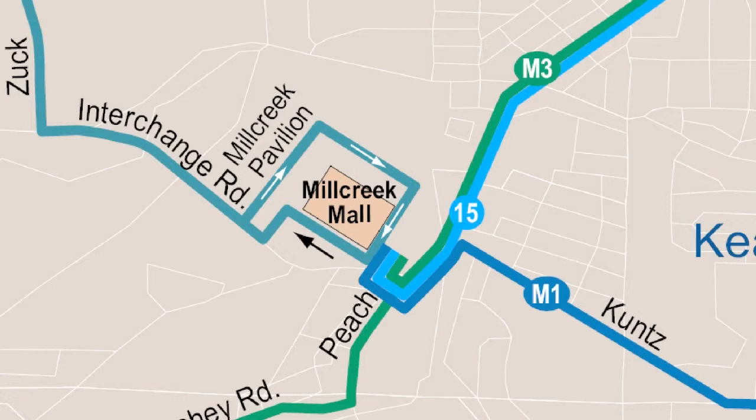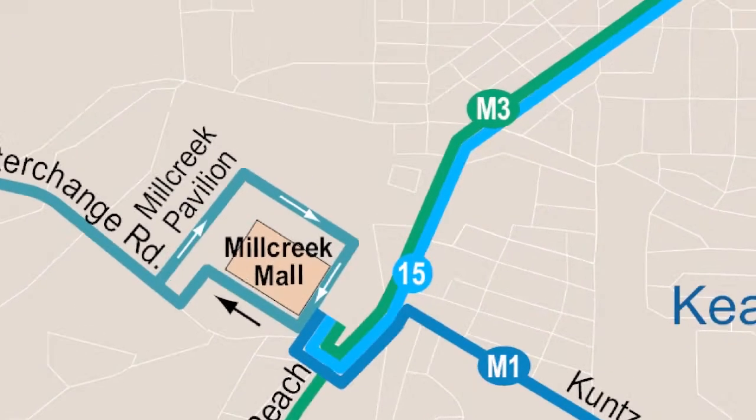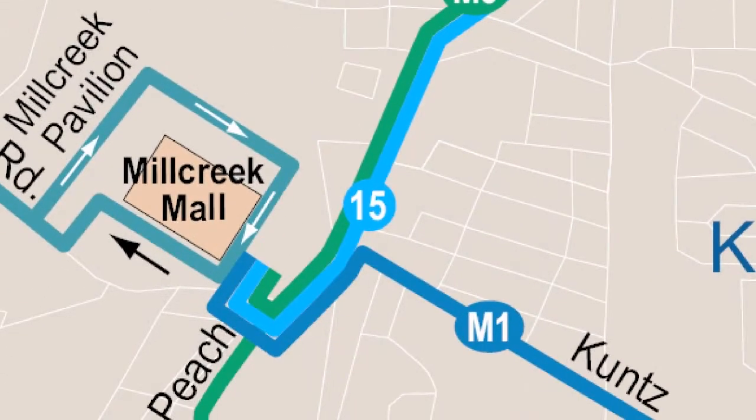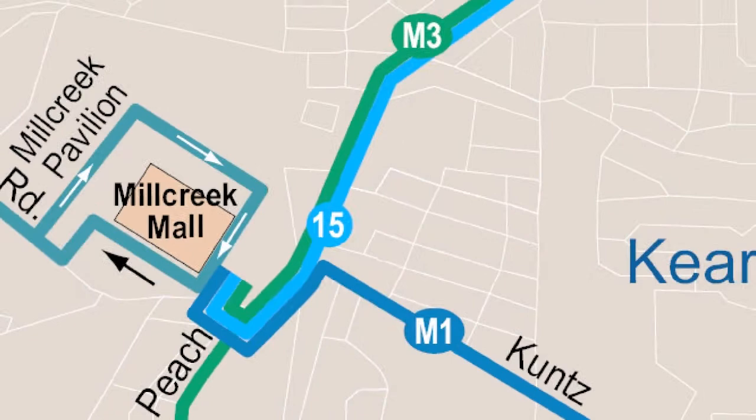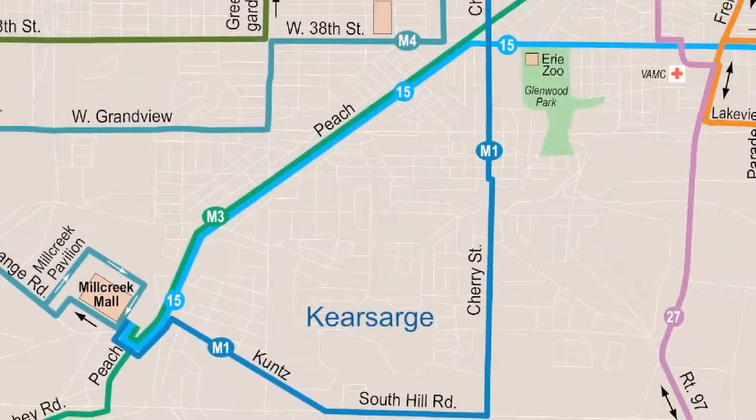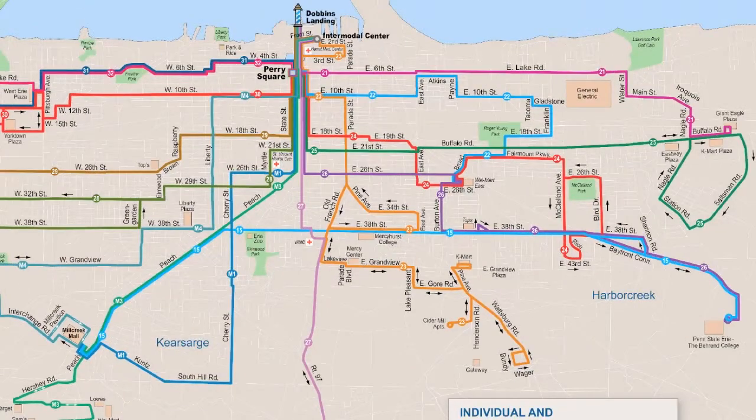I find the Mill Creek Mall on the map and look at the routes that go to the mall. They are M3 and 15, and I notice that 15 is a Saturday-only route. Then I look to see if either route goes near my starting location, East Lake Road and Downing.